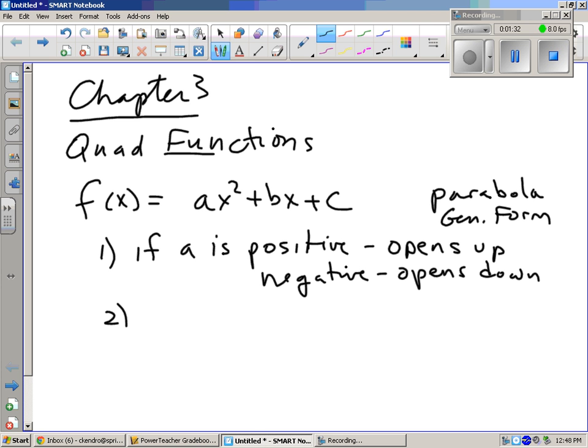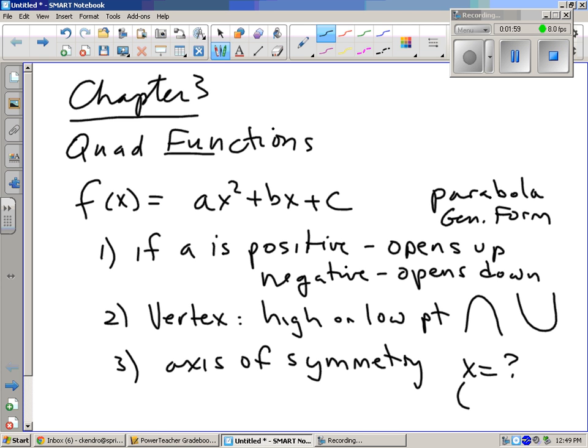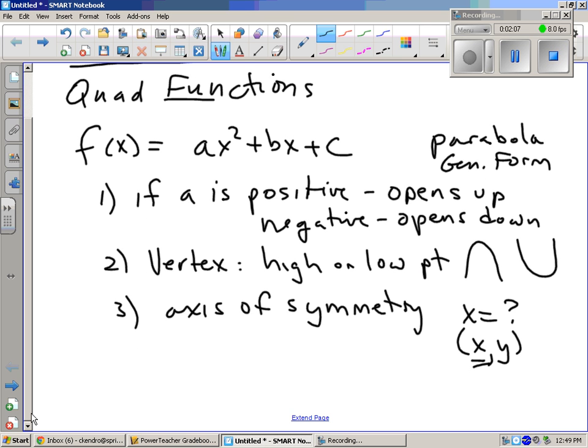The second thing I want you to know is the vertex is basically the high or low point. So we have a vertex here or a vertex there. It's that high point or low point. And third is the axis of symmetry. We always write it as x equals something, and that x is the x of the vertex. So you find your vertex first, and then the axis of symmetry is very simple.